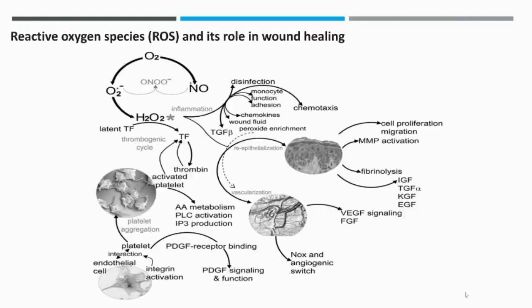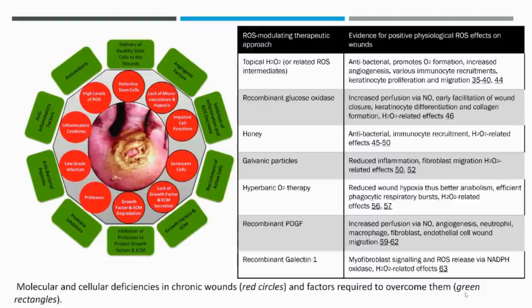So in the overall scheme of things, ROS has a huge role to play. And as you can see, there are different molecular as well as cellular deficiencies that we have already discussed. And as you can see, many of them revolve around ROS-mediated mechanisms. Inflammation revolves around ROS-mediated mechanisms. Inhibition of proteases revolves around ROS-mediated mechanisms. The altered growth factors and ECM deposition revolve around ROS-mediated mechanisms. So ROS has a huge role.